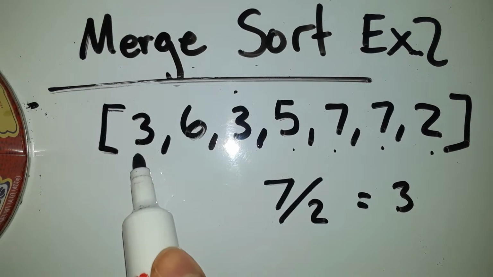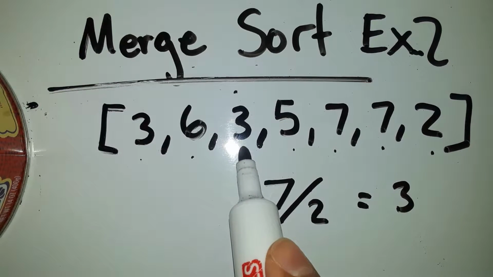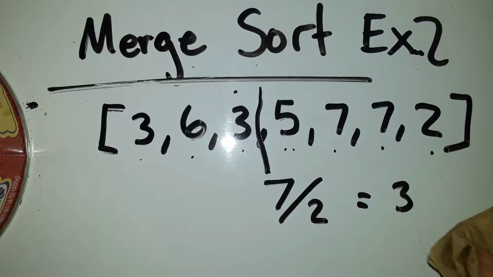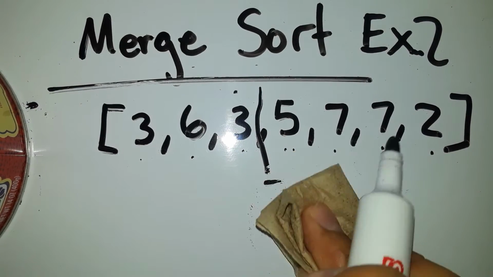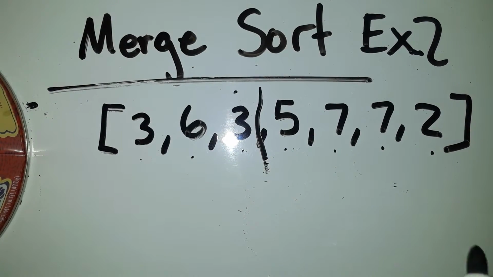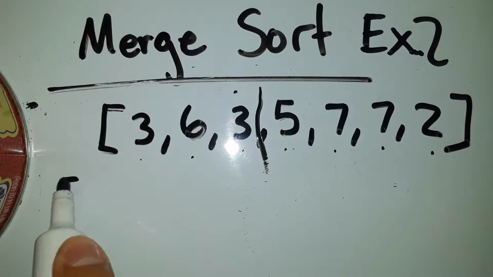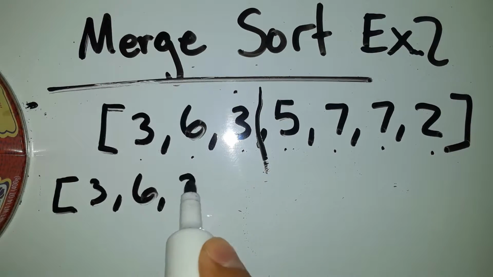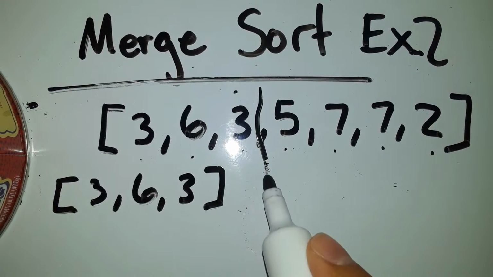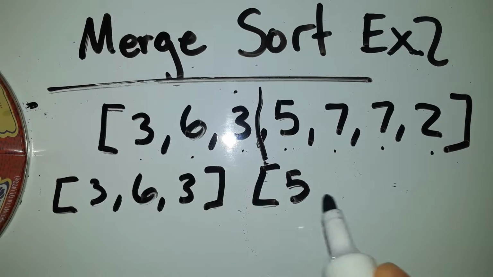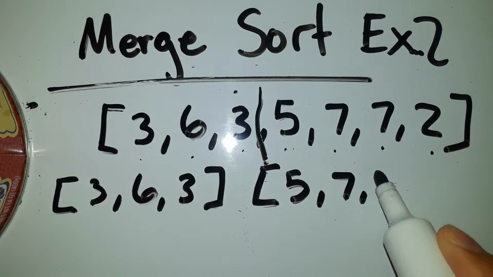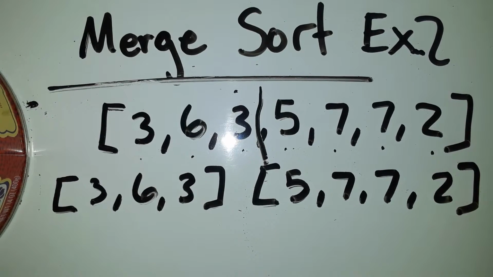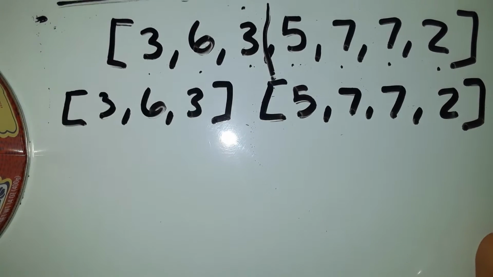So in this case it's 0, 1, 2, 3. So we're going to split right here. And that's where our first split would be done. So let's break it into two different parts. So we have the 3, the 6, the 3, and then we also have the 5, the 7, and the 2. Okay, so let's bring it down.